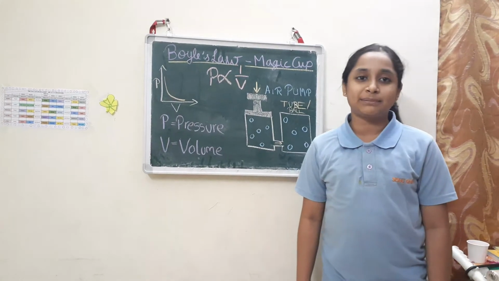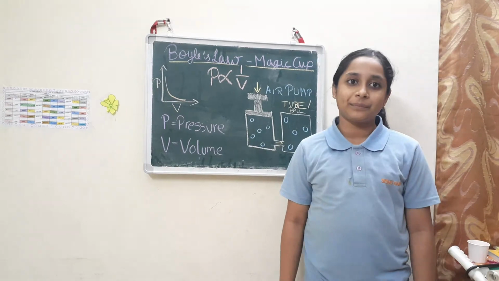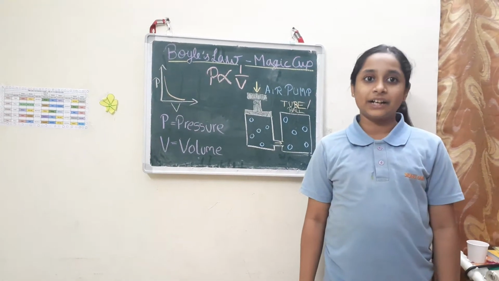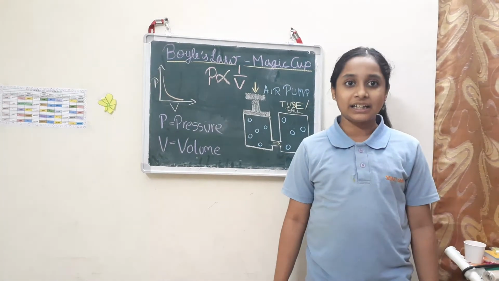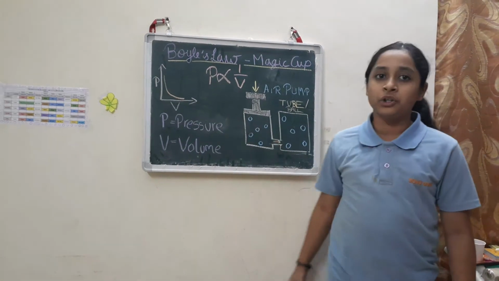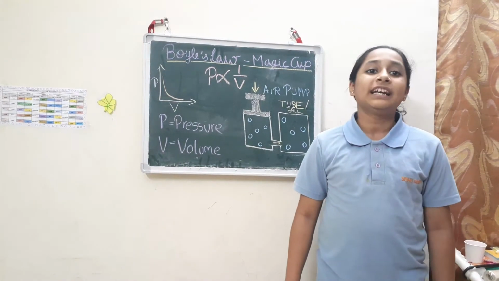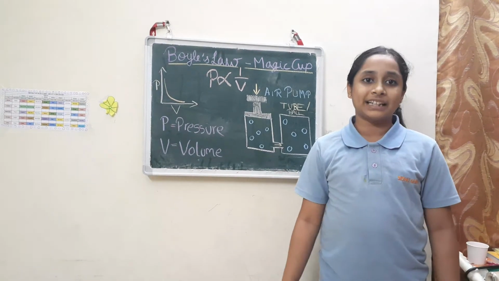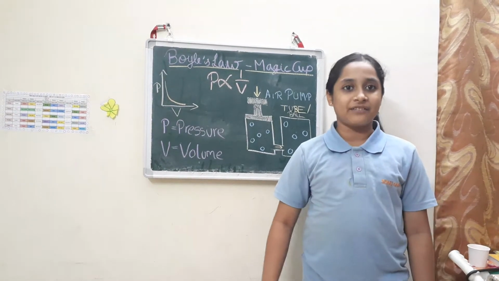Today I'm going to explain the concept of Boyle's law. Boyle's law states that for a fixed amount of ideal gas kept at a constant temperature, pressure and volume are inversely proportionate. That is, when volume increases, pressure decreases and vice versa.